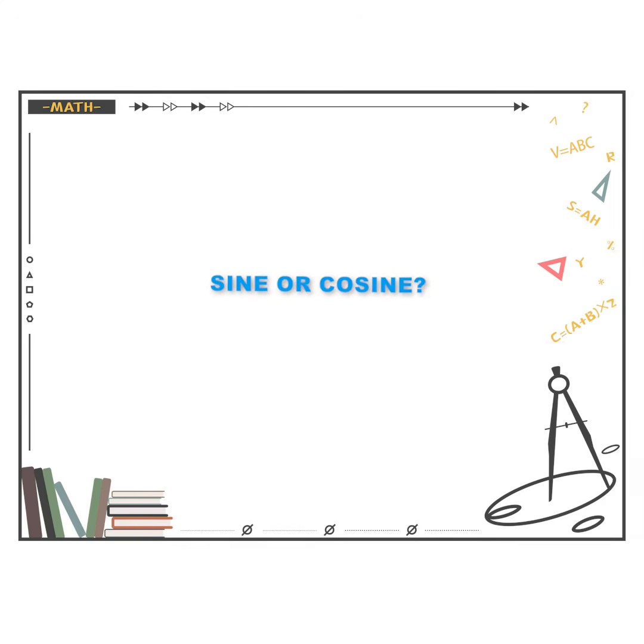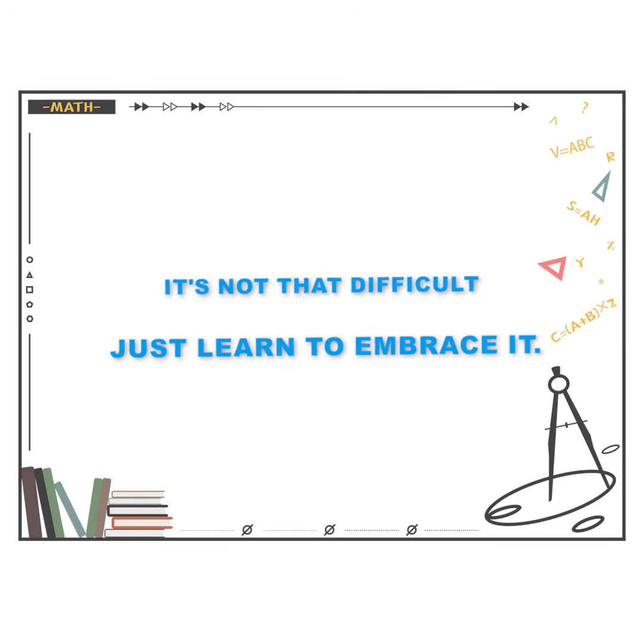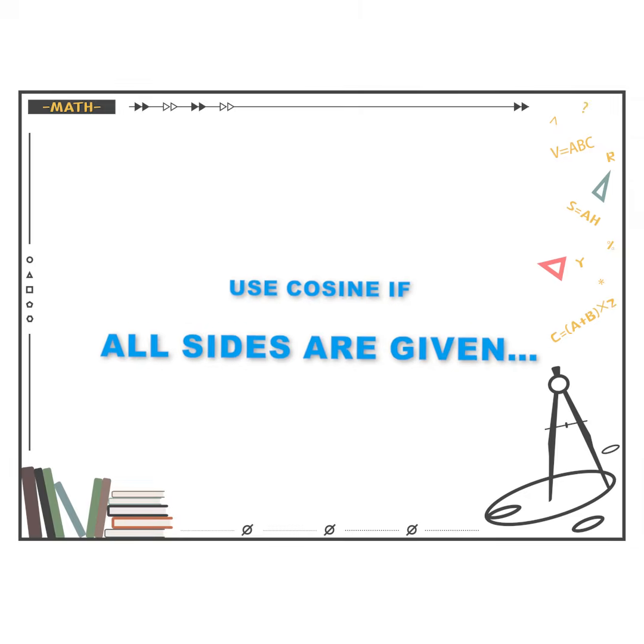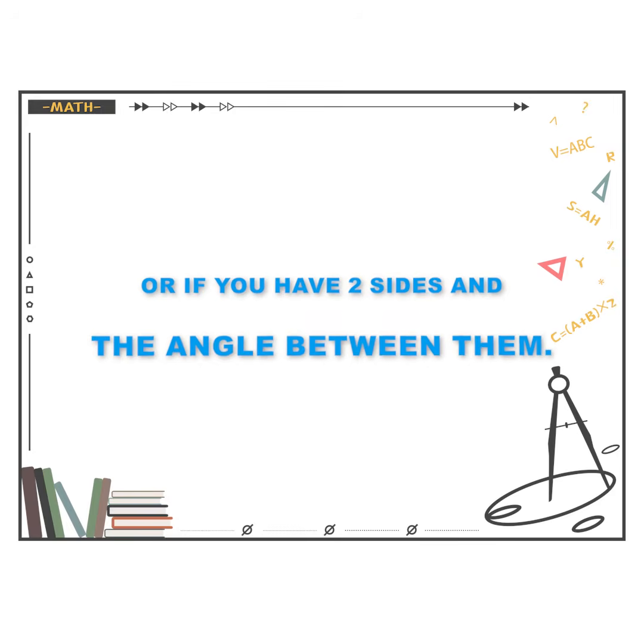Sine or cosine, it depends on the cases. It's not that difficult, just learn to embrace it. Use cosine if all sides are given, or if you have two sides and the angle between them.